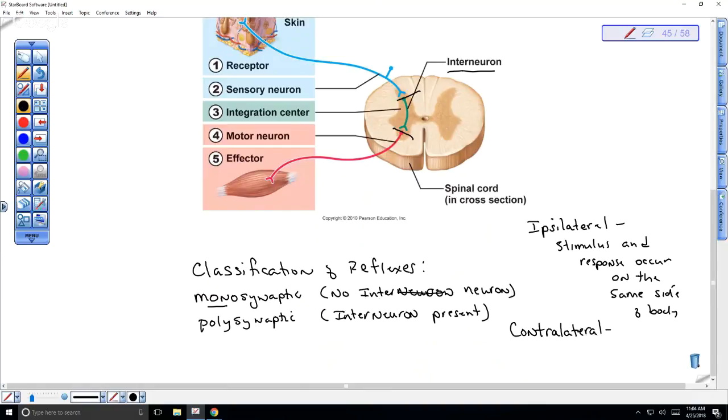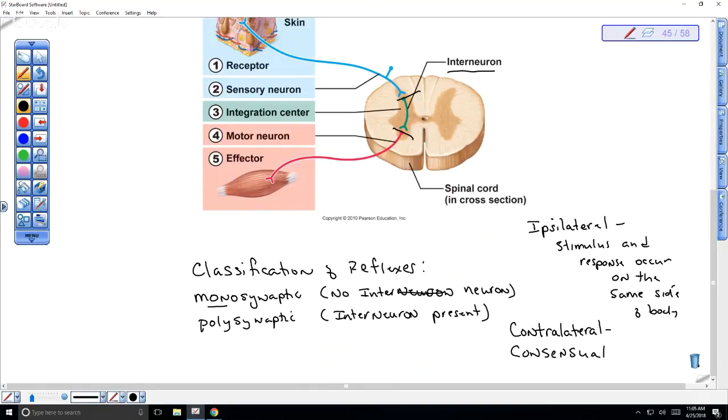Okay. And then there's one more, and that would be consensual. So consensual means that the stimulus is on one side, but it causes a response on both sides. It's not a spinal reflex, so we'll talk about consensual later. I think I have some examples of it. So you stimulate one side of the body and both sides respond. So that's consensual.